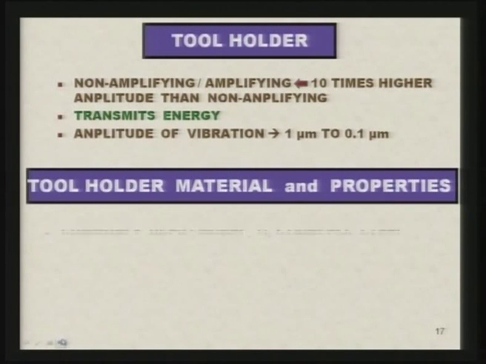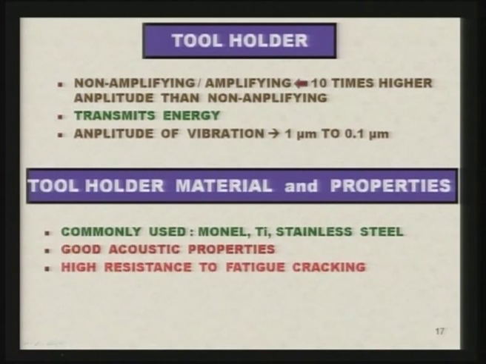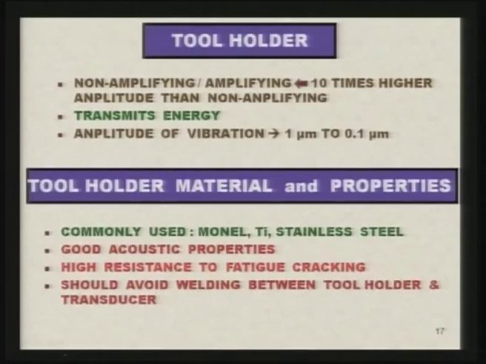Tool holder material and its properties. Commonly used tool holder materials are Monel, titanium, stainless steel. It should have good acoustic properties. It should have high resistance to fatigue cracking, and it should avoid welding between the tool holder and transducer during function or during working.